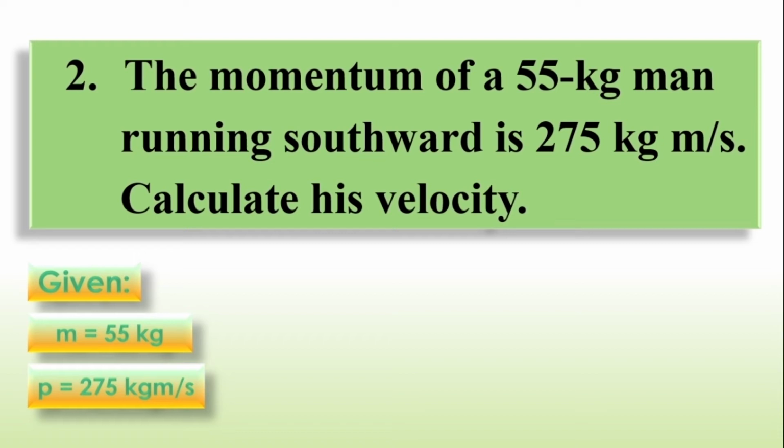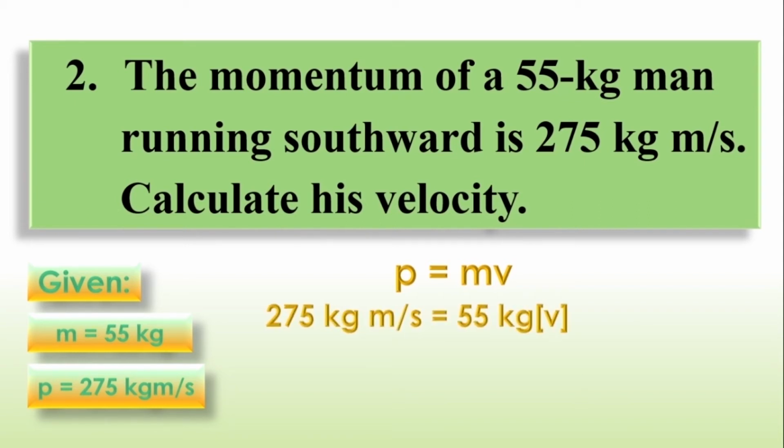In this problem, the momentum of the man is already given. You will only calculate his velocity. You will use again the formula P equals mv. Then, substitute the values of momentum and mass. So, we have 275 kilogram meter per second equals 55 kilograms times the velocity v. After substituting the values, you have to divide both sides by 55 kilograms.